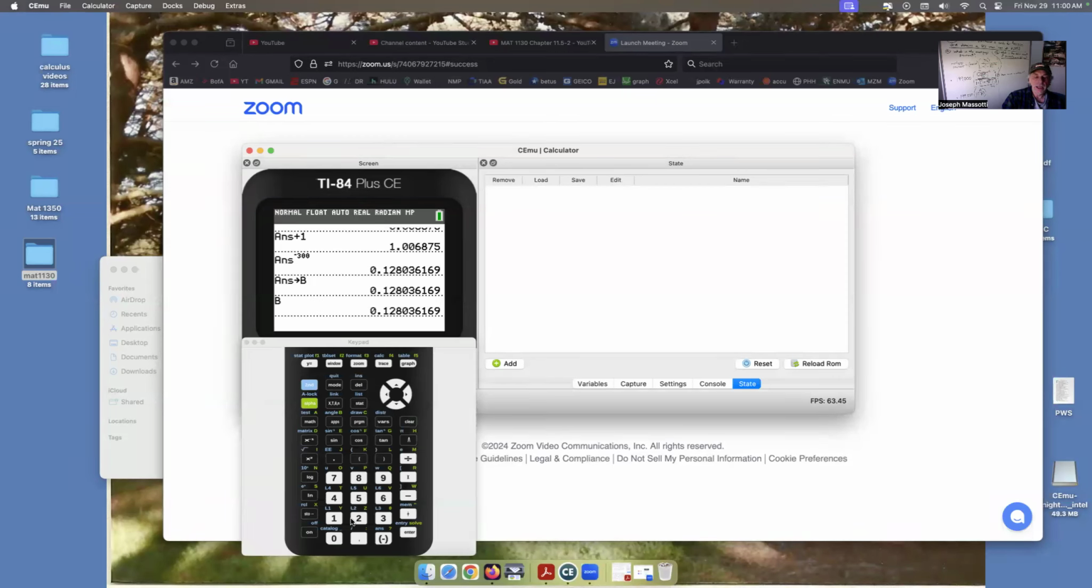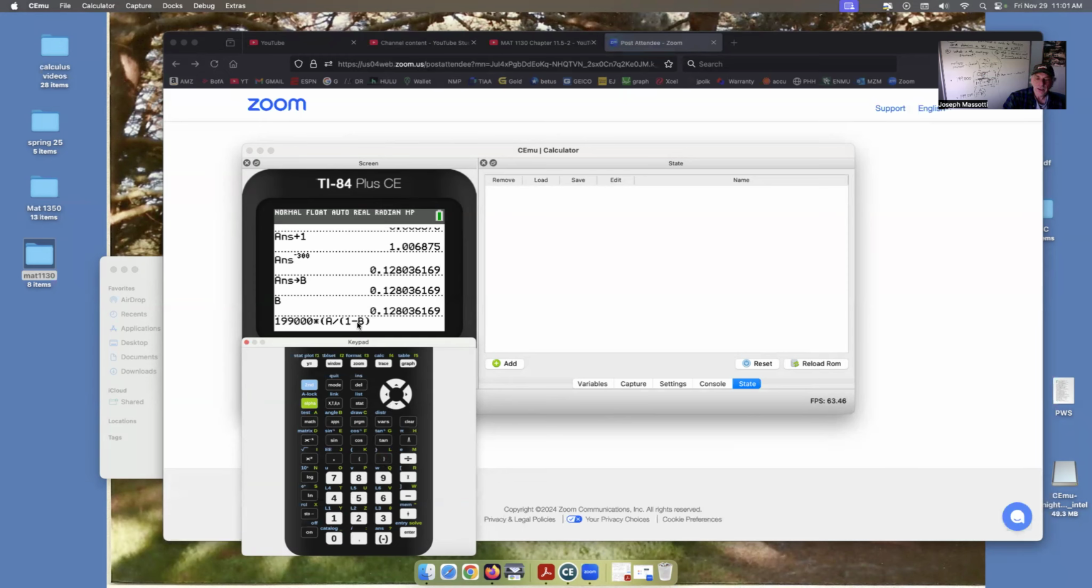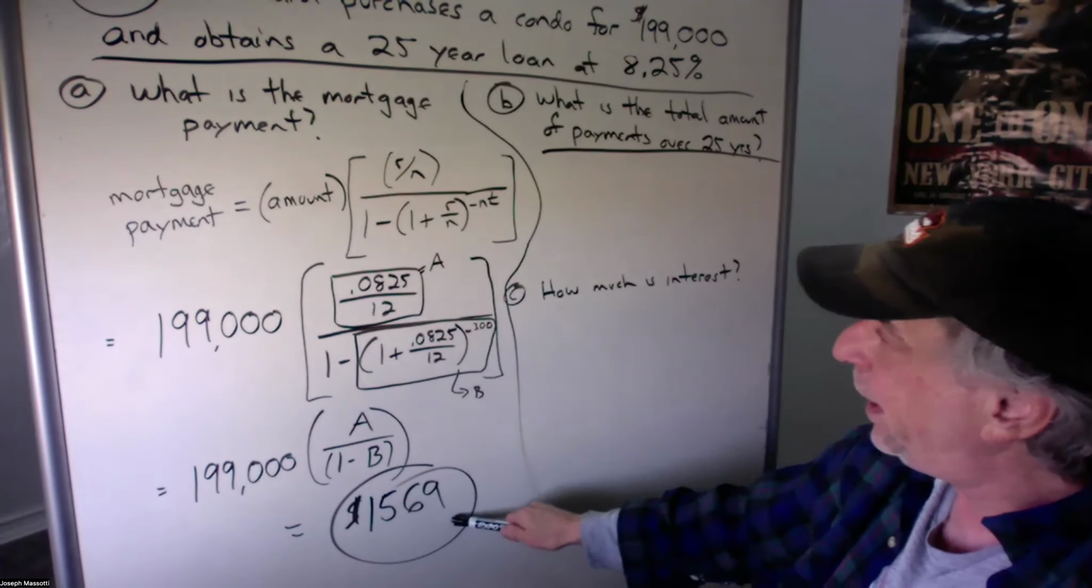So we get 199,000, and we're going to multiply by, in parentheses, the numerator letter A. Then we're going to divide by the denominator, also in parentheses, 1 minus B. Close the parentheses on the denominator, close the parentheses on the entire fraction, and we get our monthly payment of, let's round it to $1,569 to the nearest dollar.